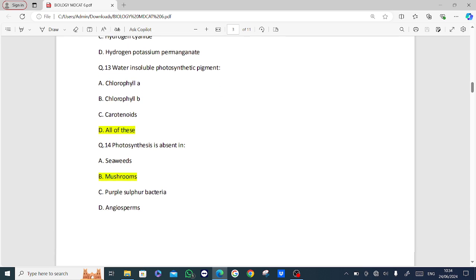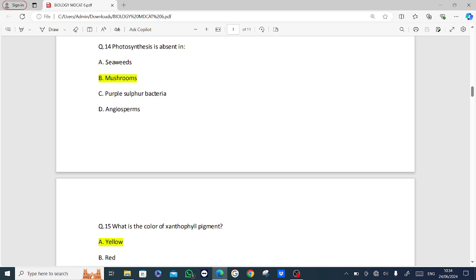Next MCQ is, photosynthesis is absent in. Options are seaweeds, mushrooms, purple sulfur bacteria, angiosperms. Answer is option B, mushrooms.